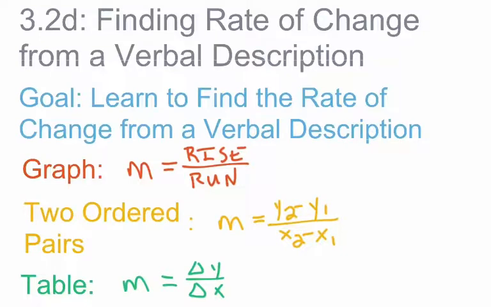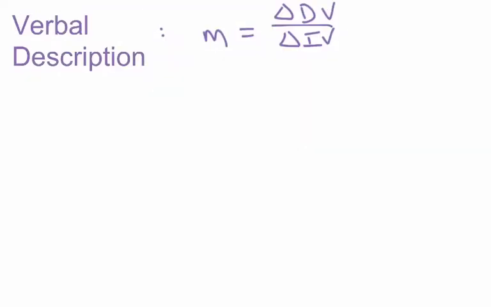In our fourth lesson today, we're going to learn to find the rate of change from what I call a verbal description. A verbal description is essentially just a word problem. So when it comes to finding rate of change from a verbal description or a word problem dealing with slope, we're going to use a formula that I actually came up with myself. The other formulas are pretty commonly recognized in mathematics, but this one I came up with myself. It's m is equal to delta DV over delta IV.